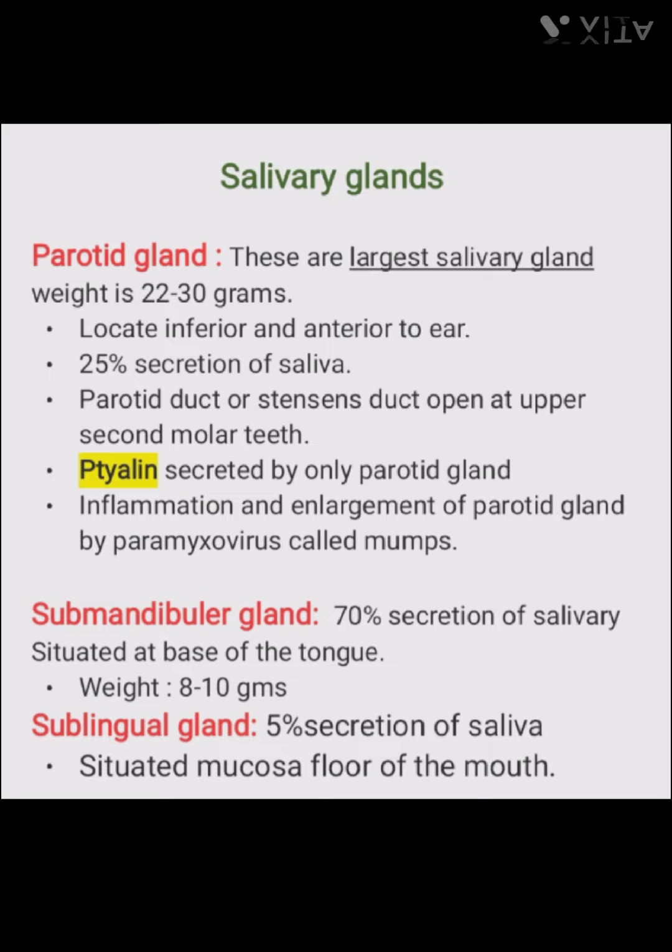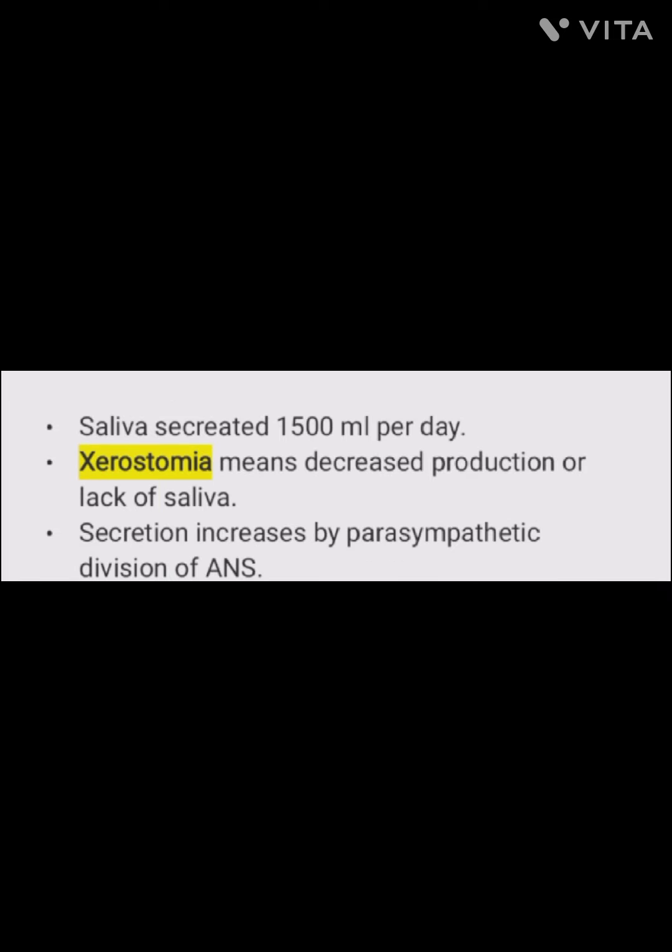Next, submandibular glands. They secrete 70% of saliva and are situated at the base of the tongue. They weigh about 8 to 10 grams. And next sublingual glands, they secrete 5% of saliva and are situated at the mucosa floor of the mouth. Saliva is secreted 1500 ml per day. Xerostomia means decreased production of saliva or lack of saliva. Secretion is increased by the parasympathetic nervous system.